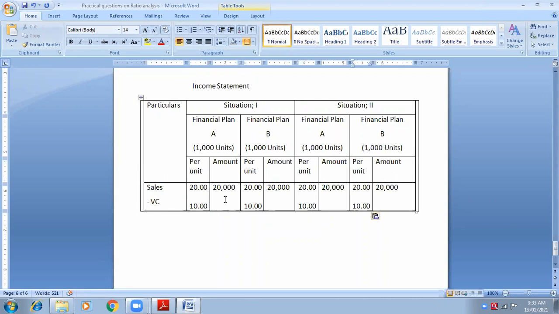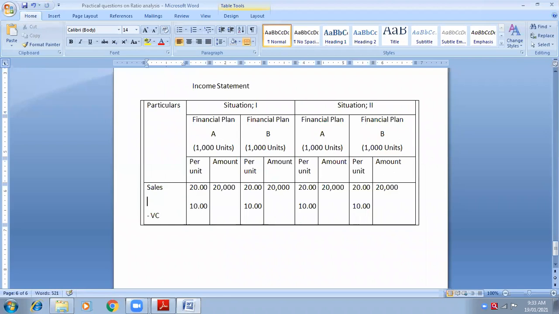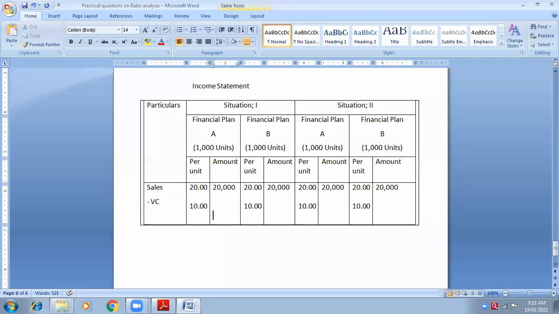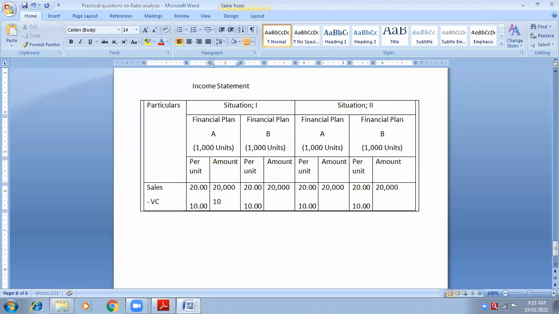But how will we find the amount? The 10 into 1000 units. Very good. So 10 into 1000 units is 10,000.